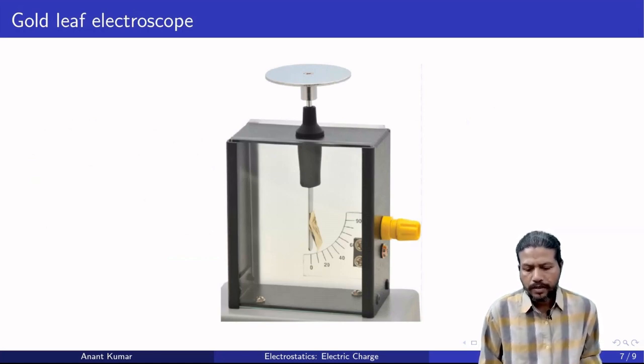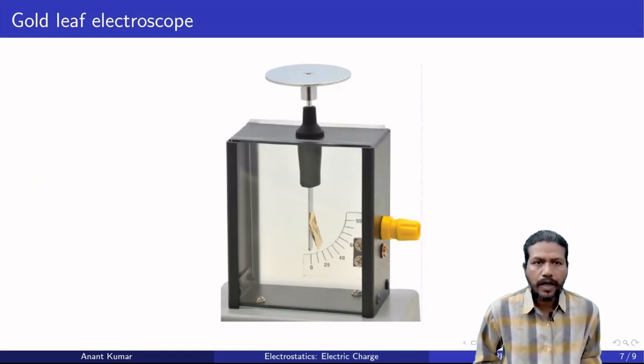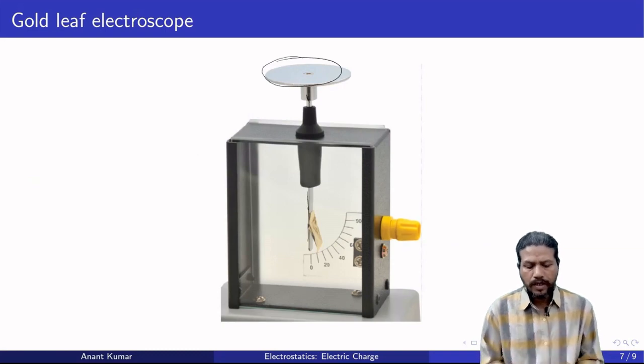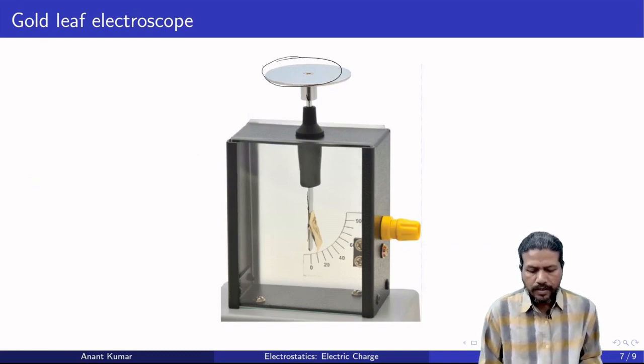Now, before going further, we take a look at one of the very important devices, and that is the gold leaf electroscope. It's a simple device which was used very early to see whether a body is charged or not. It consists of a metal disc at the top, which is connected through a conductor rod that goes down inside the box, where a gold foil is stuck to it. There is also a circular scale which can show the level of charging when the gold leaf displaces. The entire thing is placed in a box.